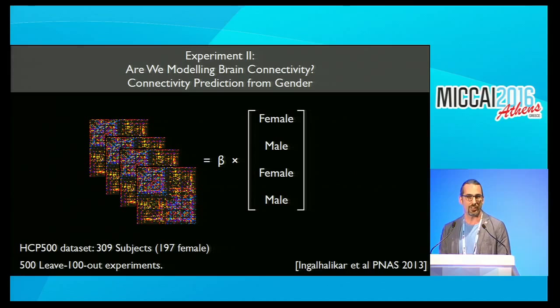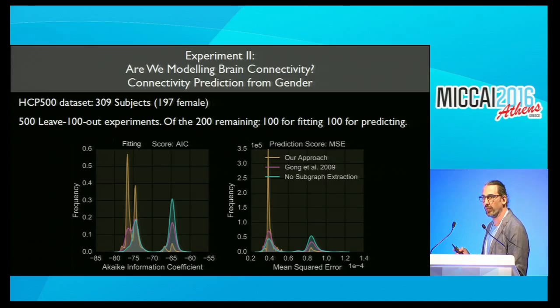Without dwelling into correlations and consequences of this, we basically took what they did and we constructed a simple linear model in which the female or male tag in our subjects was able to predict connectivity in some of these edges. And then we proceeded to test this in a similar type of cross-validation experiment as we did before. So our results were the following. We tested the model in two different ways. First, we tested for whether we were fitting the linear model right, and we did that with the AIC, the Akaike information coefficient, and then we tested prediction.